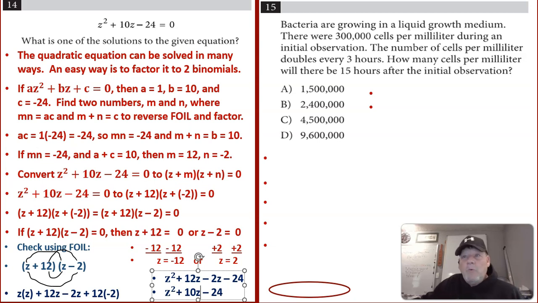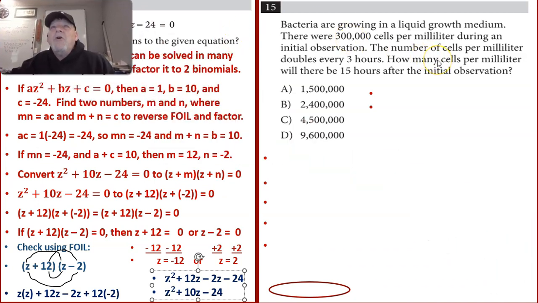Now, what were the other ways you could have used? You could have used the quadratic formula. That would be easier for some people. You could have completed the square. That would have been easy for some people. So let's go ahead now and look at this exponential growth problem.